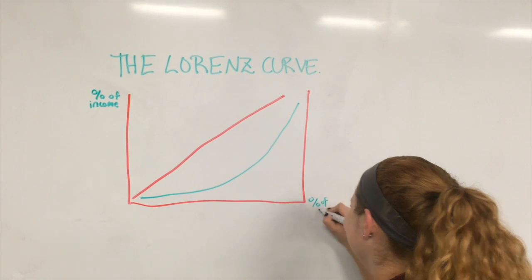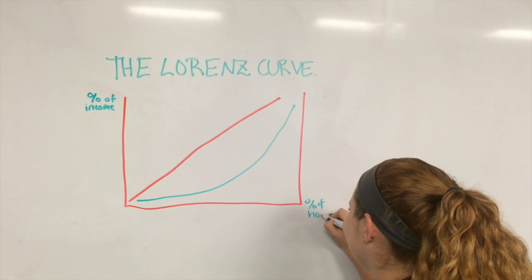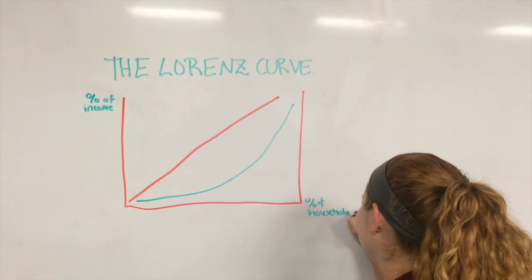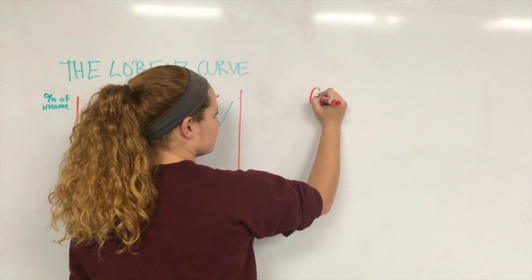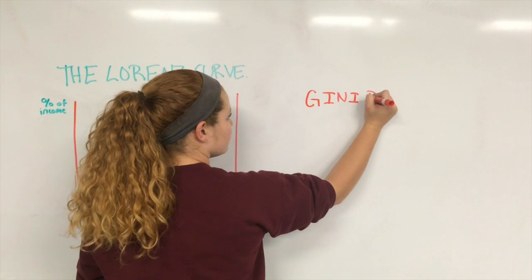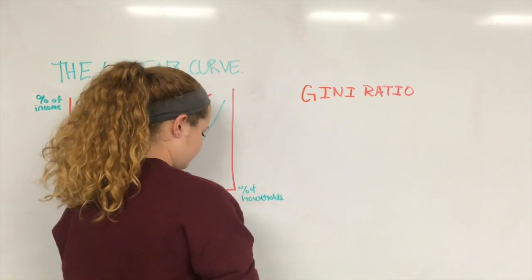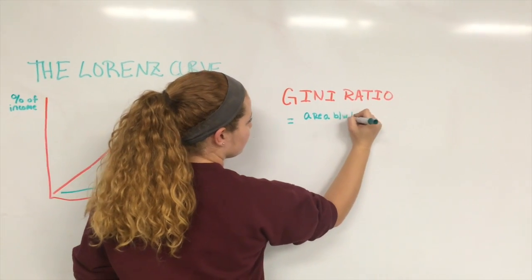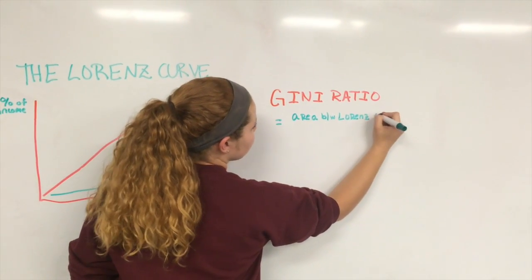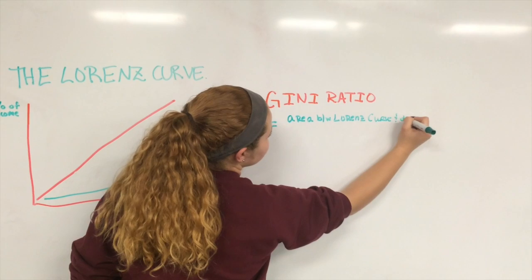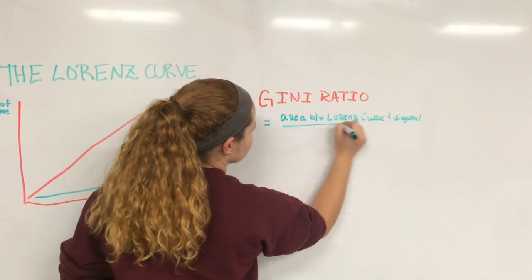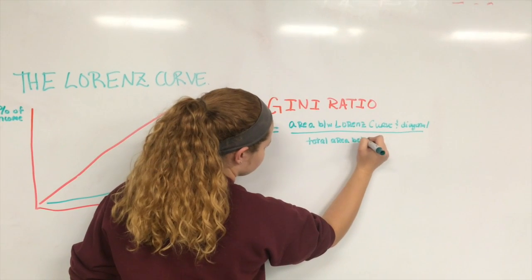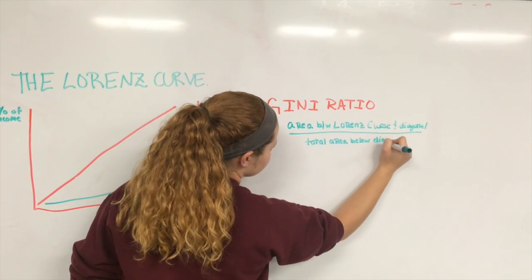The degree of income inequality is indicated by the extent to which the Lorenz curve bends away from the diagonal that represents perfect equality. The Gini ratio is a numerical measure of the overall dispersion of income among an economy's income receivers. The Gini ratio equals the area between the Lorenz curve and the diagonal divided by the total area below the diagonal. The higher the ratio, the more inequality is present in an economy. A ratio of 1 is complete inequality, while a ratio of 0 is complete equality.